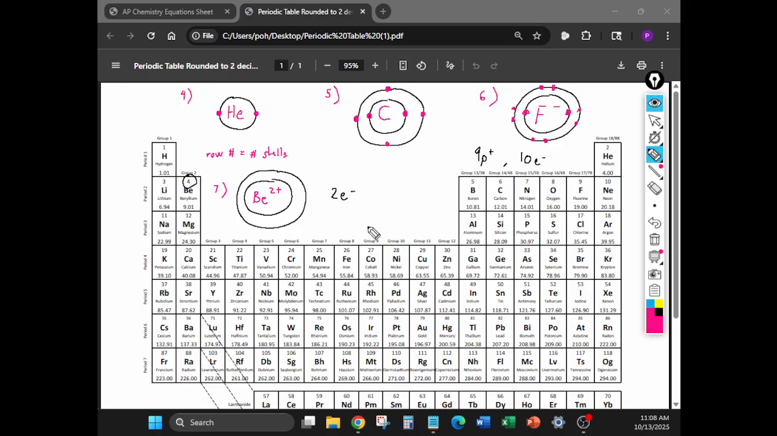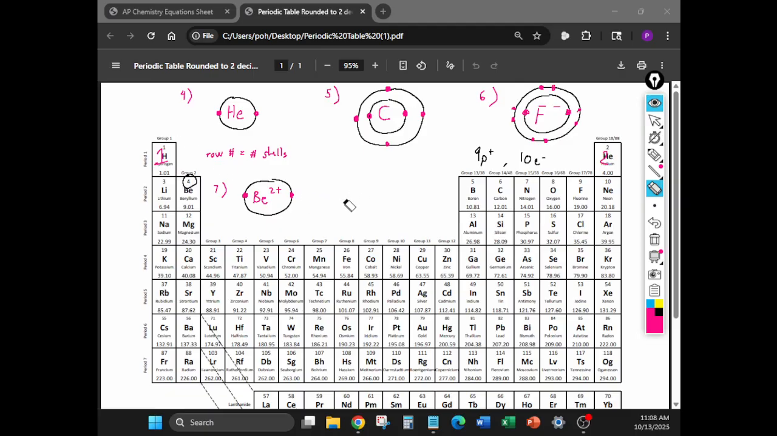So let's draw our electrons. The first row has 2 boxes. So you're going to draw 2, and then we have no more electrons, right? So if we have no more electrons, nothing can go in the second shell. So Be2+ is going to lose that second shell. It only has 1 shell.